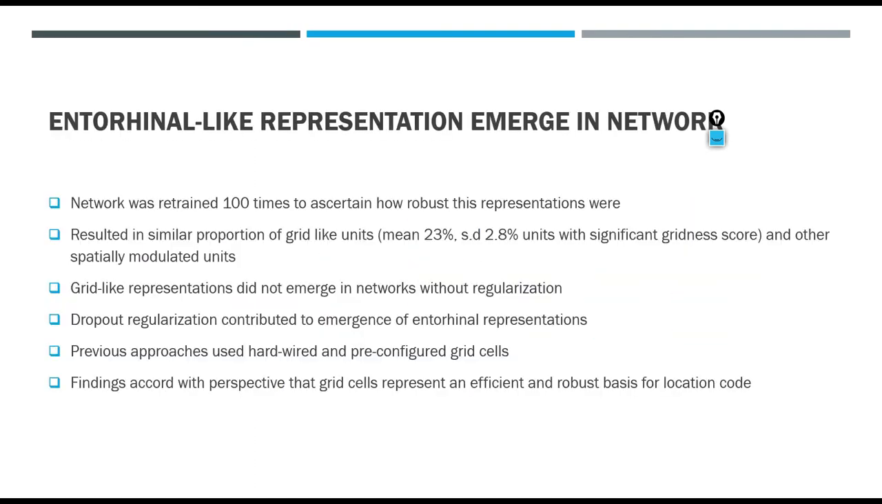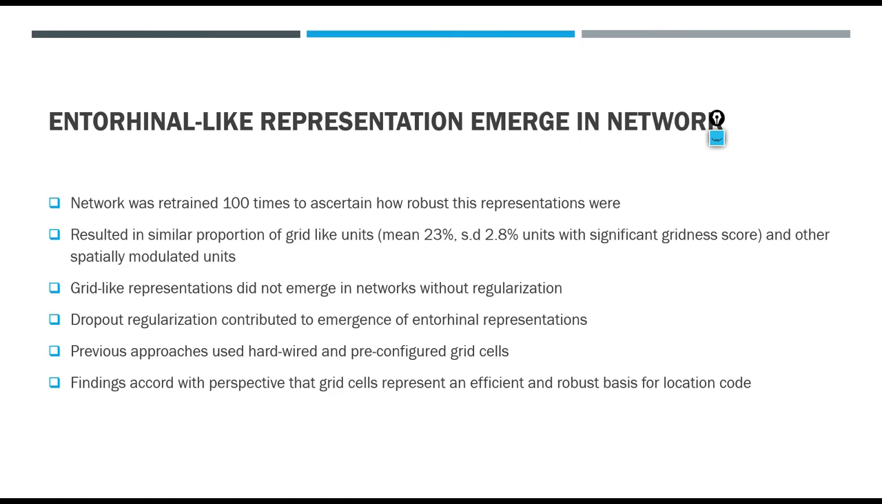To ascertain how robust these representations were, the network was retrained for 100 times. And it resulted in similar proportions of grid-like units and other spatially modulated units. And within the units with significant gridness scores, they demonstrated a mean of 23% with a standard deviation of 2.8%. However, the grid-like representations did not emerge in networks without the regularization. Here, as I've mentioned earlier, a specific regularization technique called dropout was used to silence 50% of the units. So this technique is often used in machine learning to avoid the problem of overfitting.